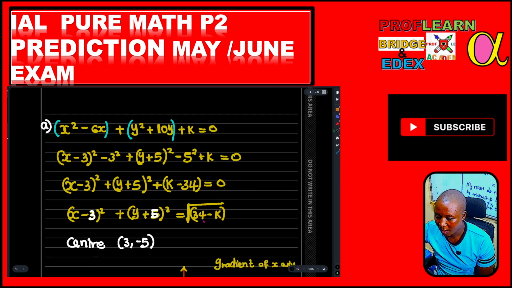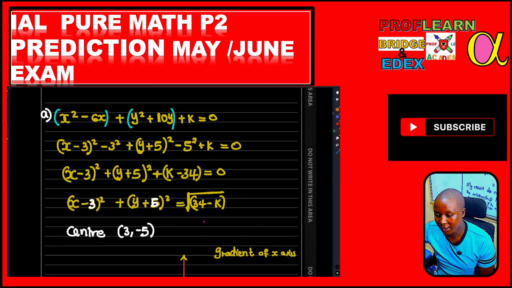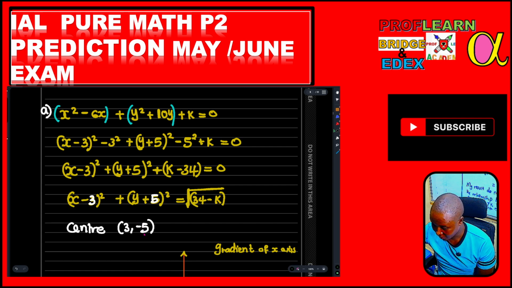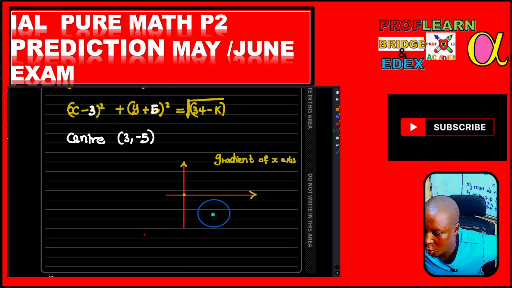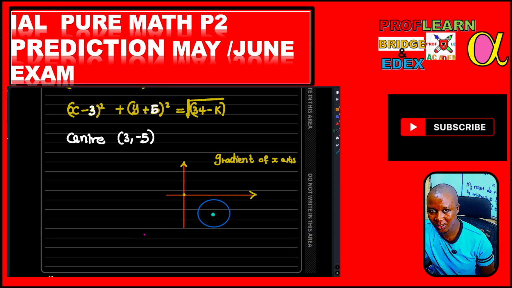The way we get the center of a circle, the x coordinate is obtained from this part, and the y coordinate is obtained from this part. So this is going to be 3, and you take the opposite sign for the other, and we get our center (3, negative 5). Basically that's what I wanted to bring to your attention, how to find the center of a circle.